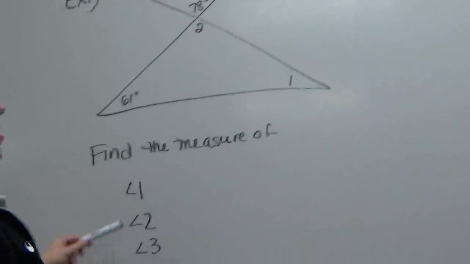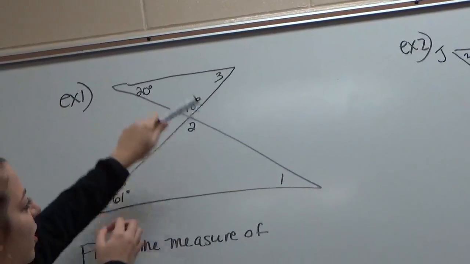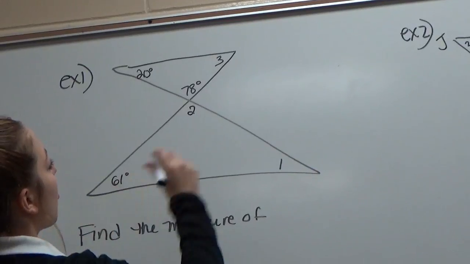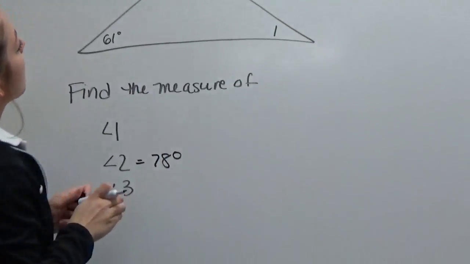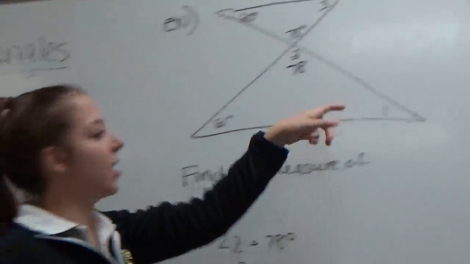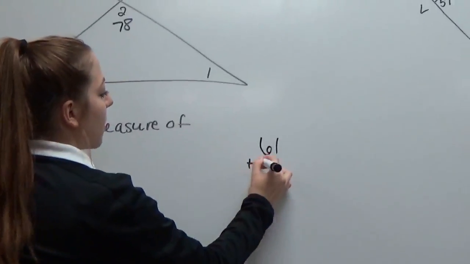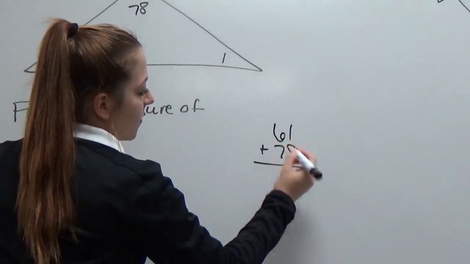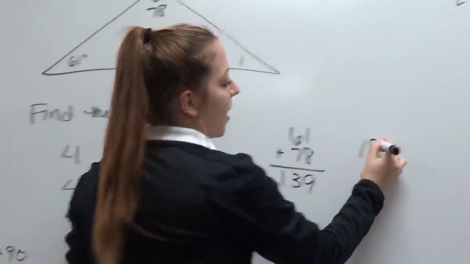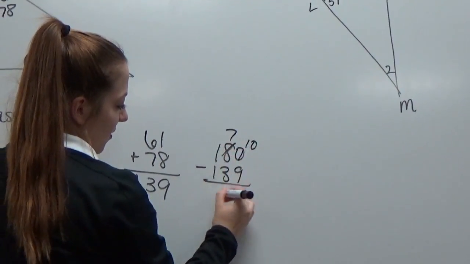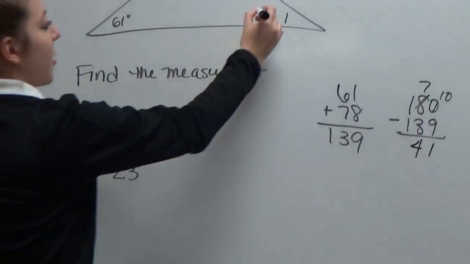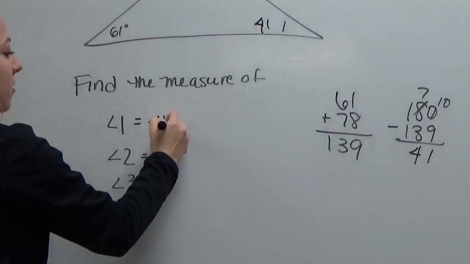Now, in this example, we have 1, 2, and 3. You know that vertical angles are equal to each other, so we know that 2 is going to be 78 degrees, and we can write that in. Now you know that the three angles always equal 180. So if you take 61 plus 78, that's 139, so you take 180 minus 139. That's 41, so now you know that angle is 41 degrees.